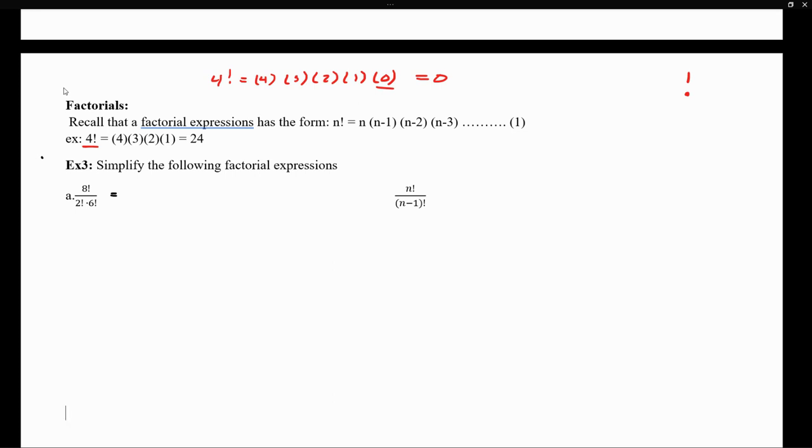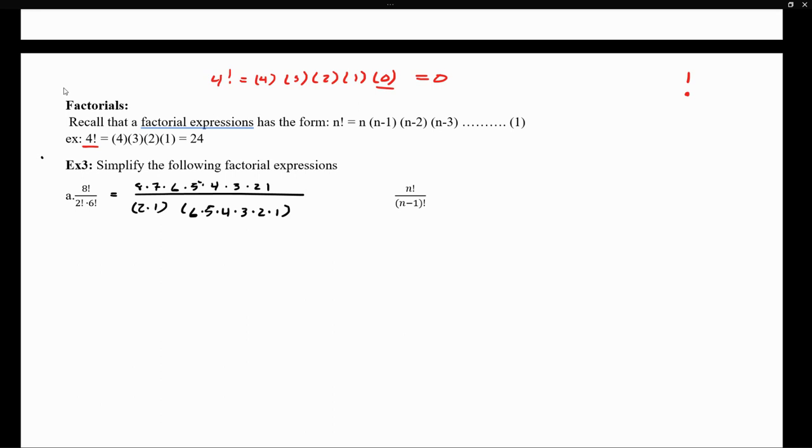This is saying that 8 factorial is 8 times 7 times 6 times 5 times 4 times 3 times 2 times 1, over 2 factorial, which is 2 times 1, and 6 factorial is 6 times 5 times 4 times 3 times 2 times 1. If we want to do it the long way, we would multiply all this, we would get a number, we would multiply all that, and then we would multiply it times 2, and that would be our denominator. That's a lot of work.